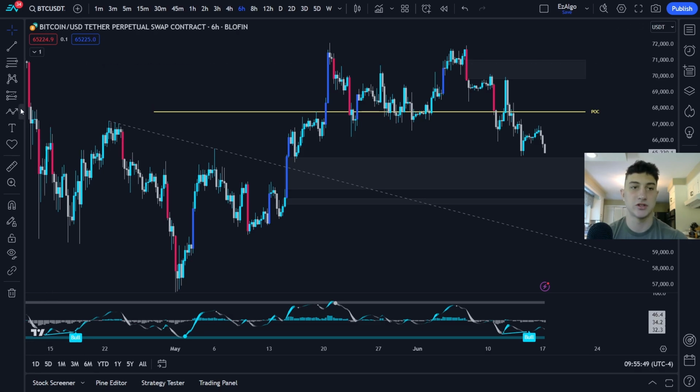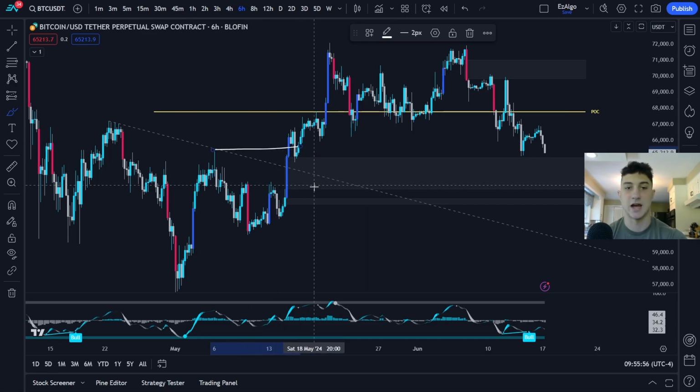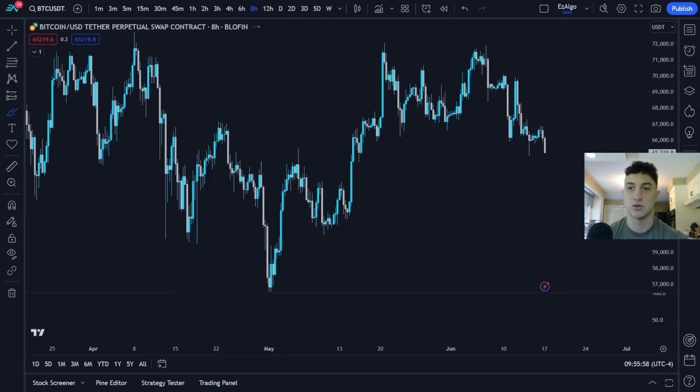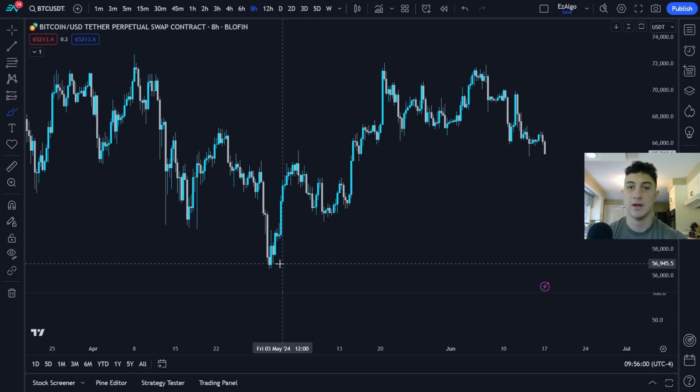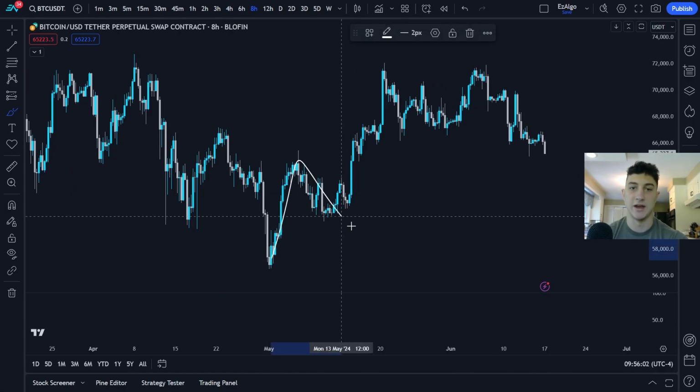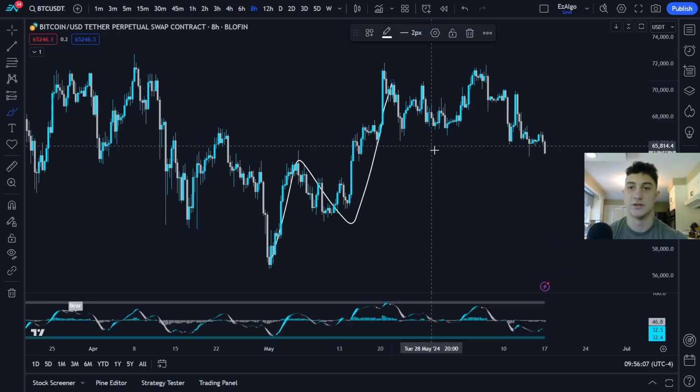And for market structure, guys, I spot this by myself, right? So is the market making higher highs and higher lows? If we're looking at this on like an 8 to 12 hour time frame, you can clearly see that the market is still in an uptrend, right? We're still seeing higher highs and higher lows.